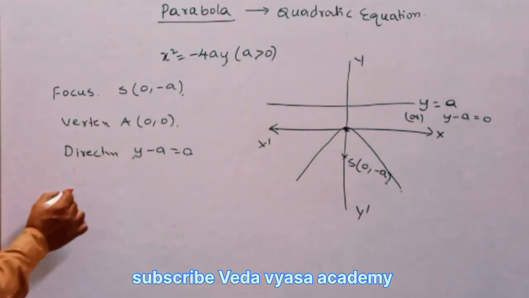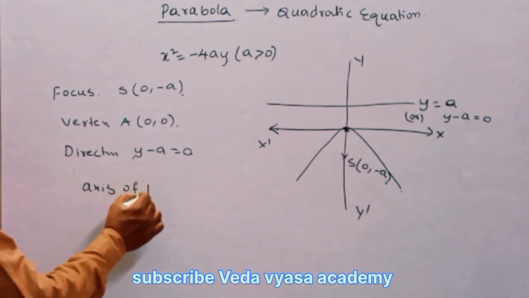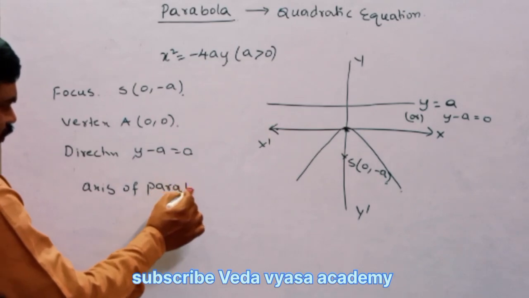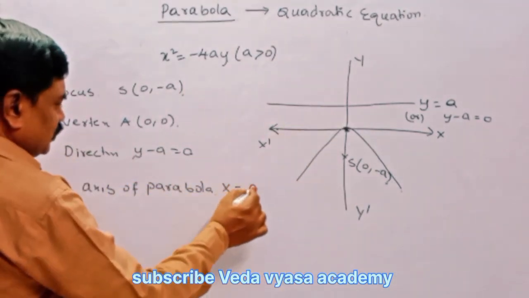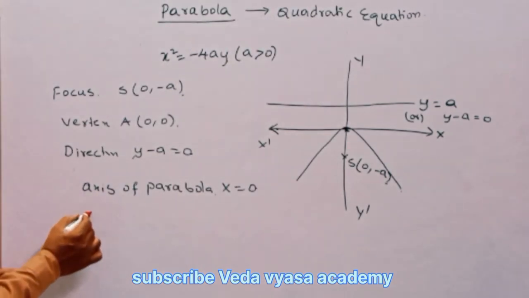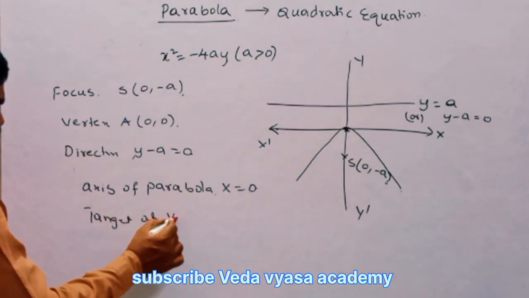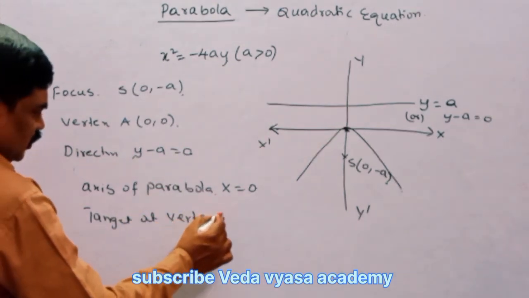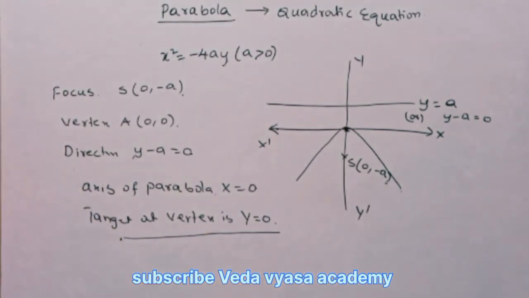And axis of parabola is y axis, x equal to 0, and tangent at vertex is y is equal to 0. These are the main important points in this form of the parabola. Okay, all of you? That's all.